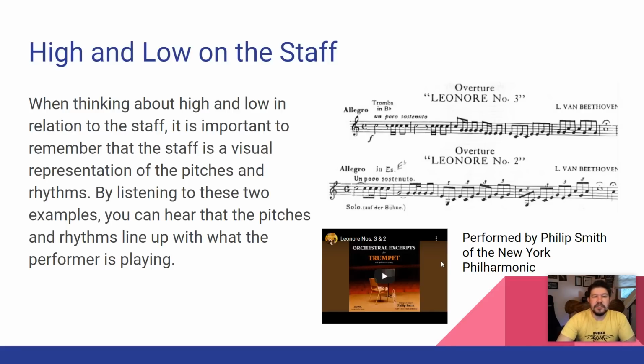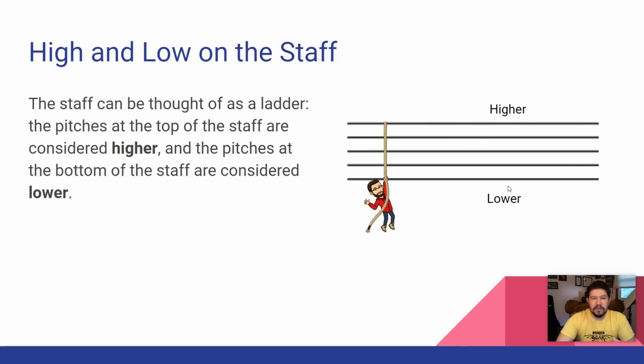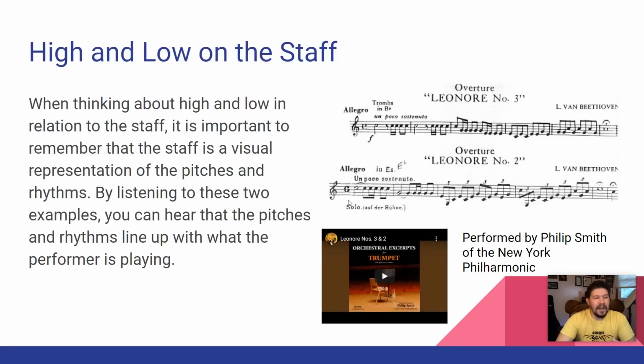Listening to these two pieces, the Leonore Overture number 3 and number 2 from Ludwig van Beethoven, we can start to hear where the pitches and rhythms line up. Even if you see some things in here right now that you don't recognize, that's okay. These things down here called triplets, we are not going to get into just yet. We've got some 16th notes and some ties. You can still start to hear the important part of high versus low.